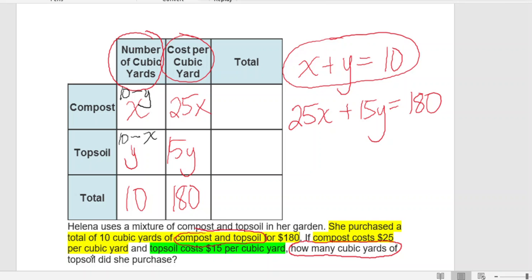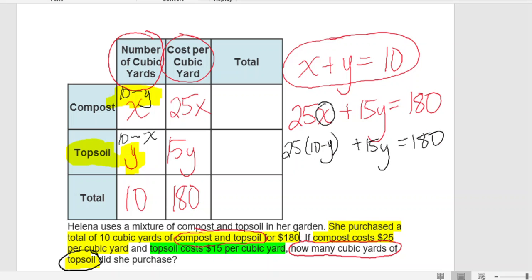So since we're trying to find just the number of cubic yards of topsoil, I'm going to go with the expression that uses just the variable that I'm using for topsoil, which is y. So I'm going to use 10 minus y in place of x. So that means in this equation right here, I can do 10 minus y in place of x, so that I have an equation that's set up just in terms of y.